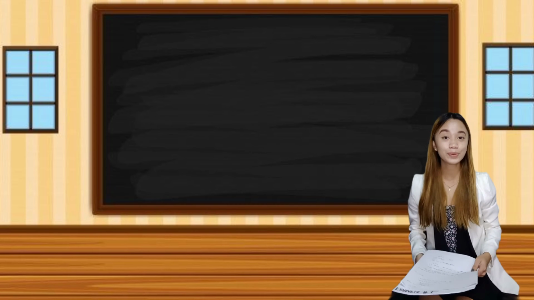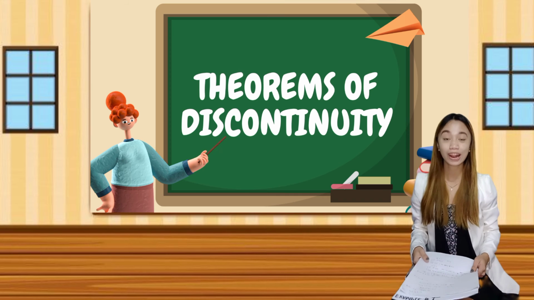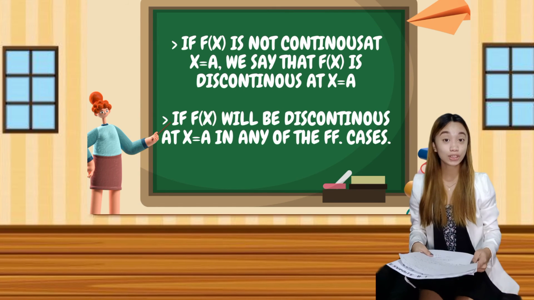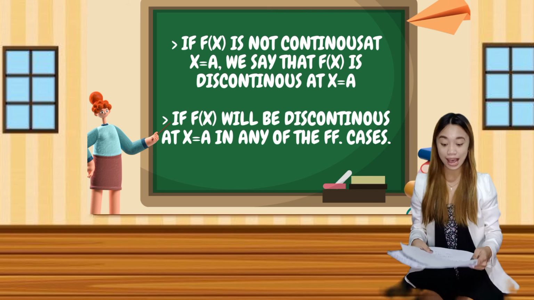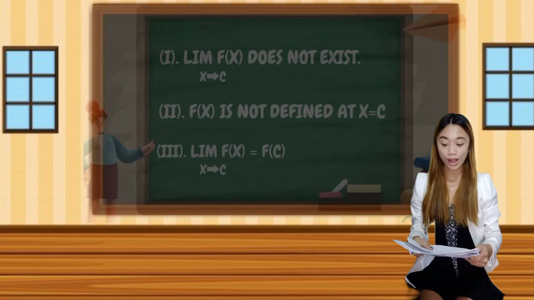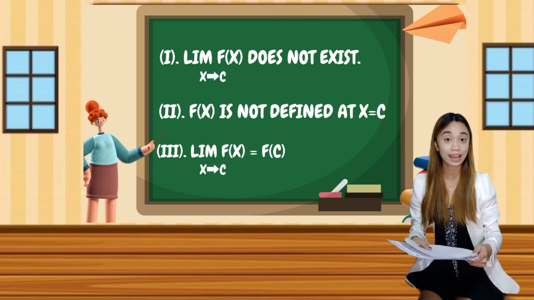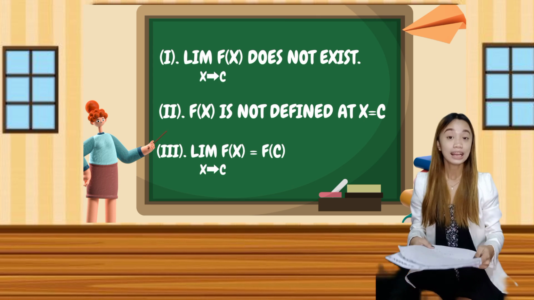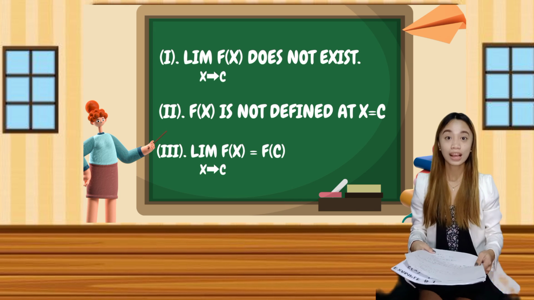So for the summary of my whole presentation, these are the theorems of discontinuity that you guys should remember. First, if f of x is not continuous at x equals a, we can say that f of x is discontinuous at x equals a. Second, f of x will be discontinuous at x equals a in any of the following cases. First, the limit of f of x as x approaches c does not exist. Second, f of x is not defined at x equals c. And lastly, the limit of f of x as x approaches c is not equal to f of c.